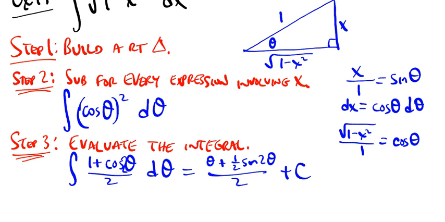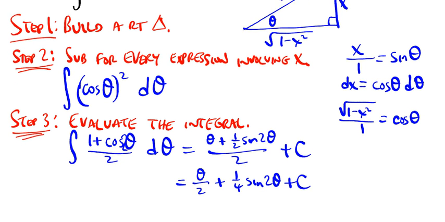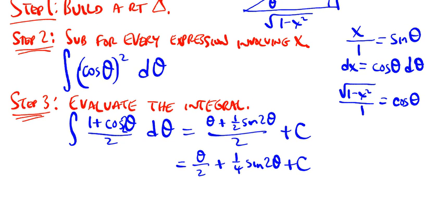And that's not very neat, so let's make it a little bit neater. Theta over 2 plus 1/4 sine 2 theta plus a constant. Now, you can guess where we have to go from here. It's not terribly difficult to figure out that we're not going to leave this thing in terms of theta. We are going to substitute back.